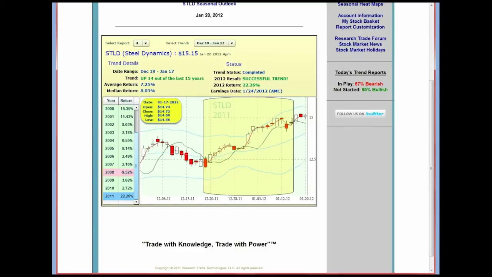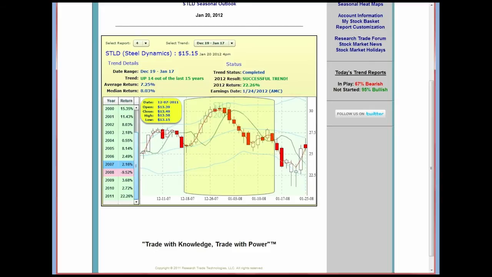Let's take a look at past years for the same trend. In 2007, we get an entry on December 20th when the lines cross going up. The stock rises quickly to the top of the Bollinger Band over the next 4 to 5 days. Here, the stock struggles with the Bollinger Band resistance, which would signal a trade exit with a nice profit.